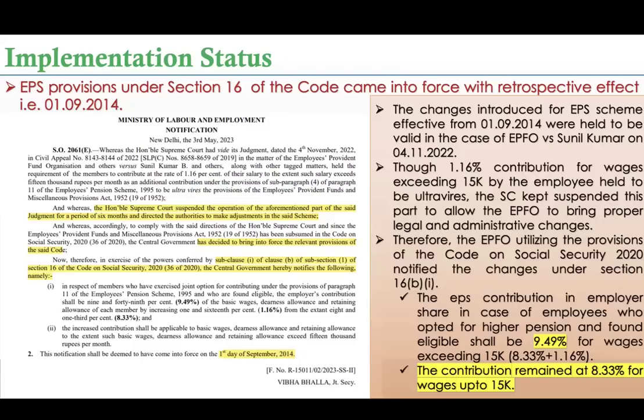Now, the gist is, up to 15,000 wages, the EPS contribution will go at 8.33%, and on the wages beyond 15,000, the contribution to EPS will go at 9.49%. And this is applicable only for the people who have become eligible to opt for higher pension, and they have opted for it, and their case was successful. For such people, the EPS contribution beyond the wages of 15,000 will be 9.49% instead of 8.33%.